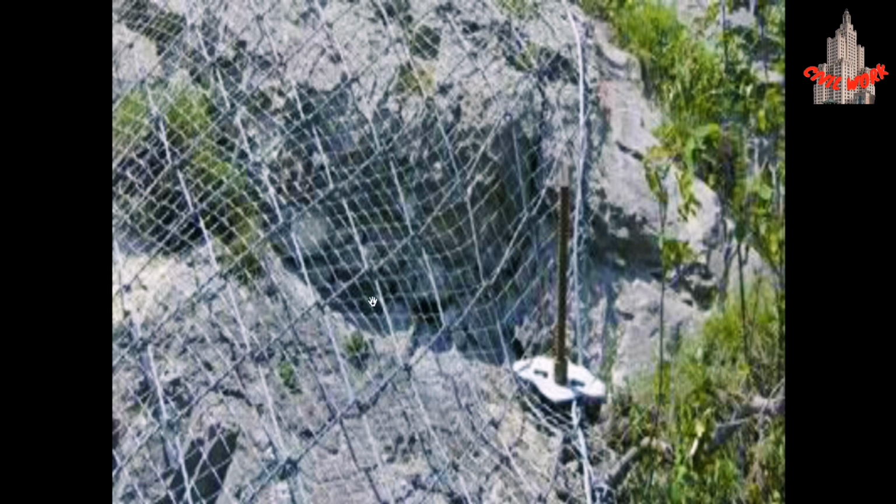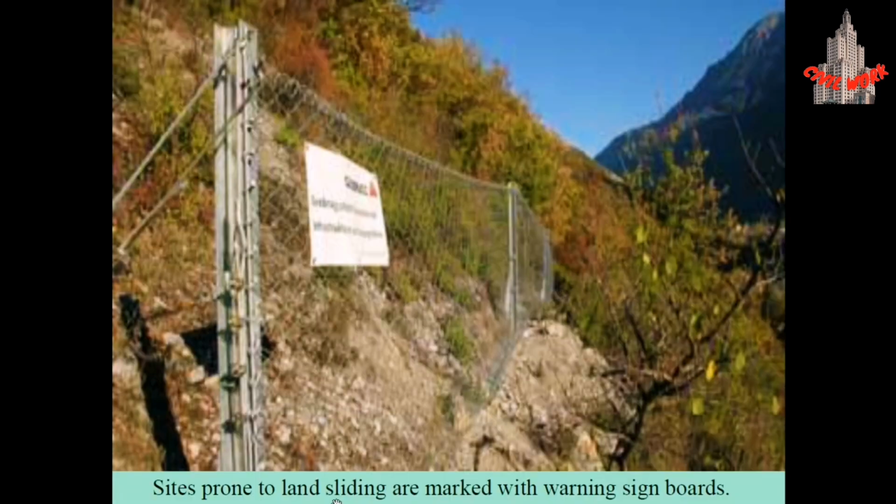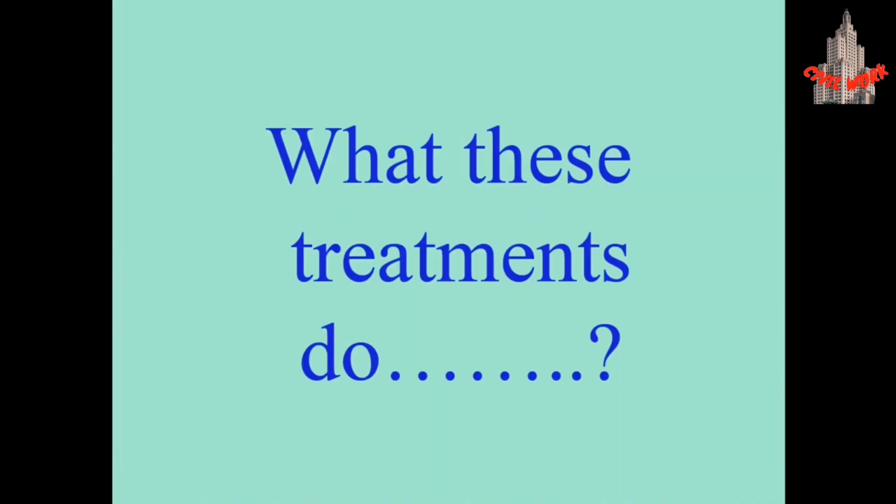Here the wire mesh is used in association with a geotextile mesh to improve both the rock fall stability and debris slide. Here the sites prone to landsliding are marked with warning signboards, so that any man-made structures or humans should avoid moving into these places where there are more chances of landslides.